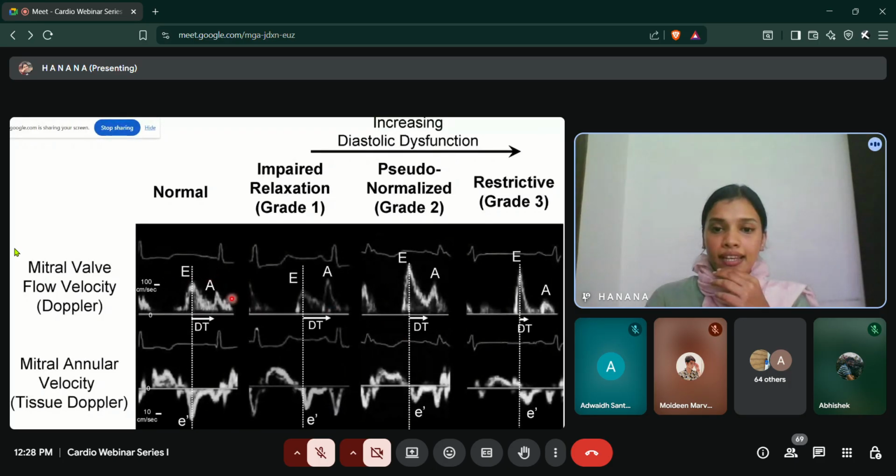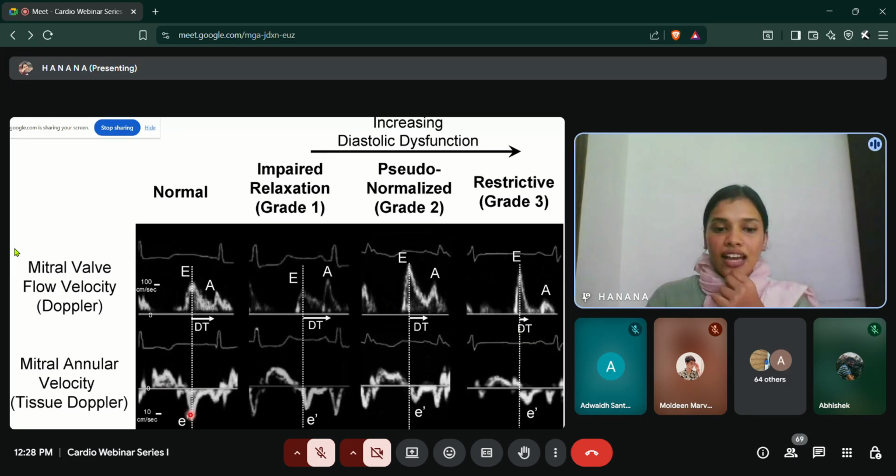So here it is a normal case, and here there is E reduced and A increased. Here there is a normal display, but with Valsalva it will be reversed. And here also the A wave is increased, but with a rapid equalization, rapid deceleration. So here the deceleration time is this much, while here it is a very small deceleration time. So that's a grade 3 diastolic dysfunction.